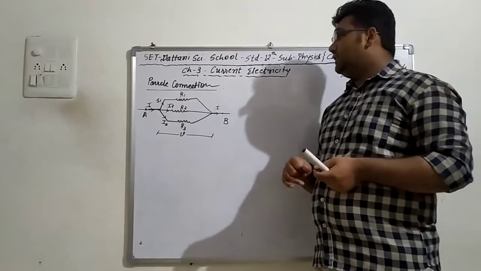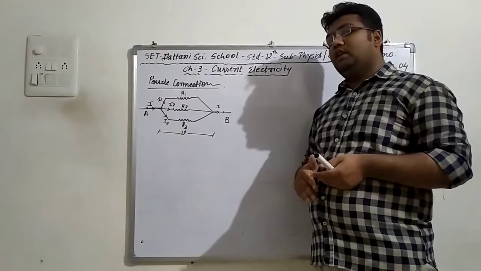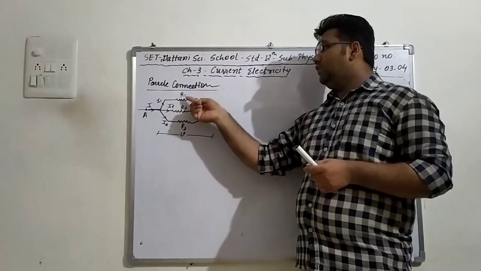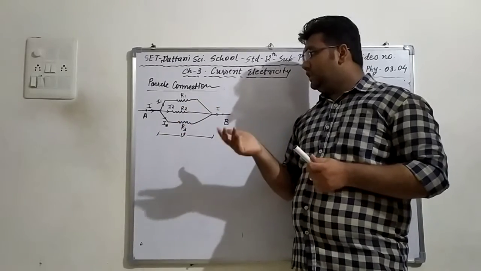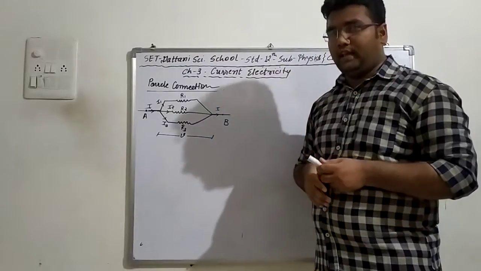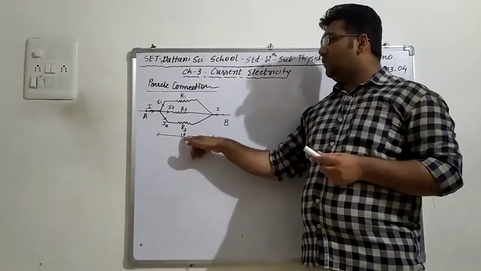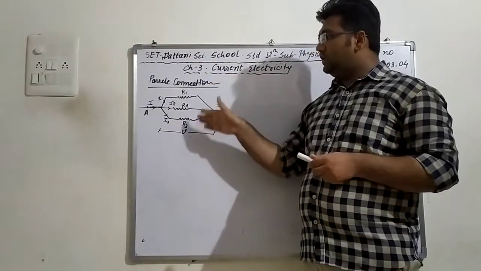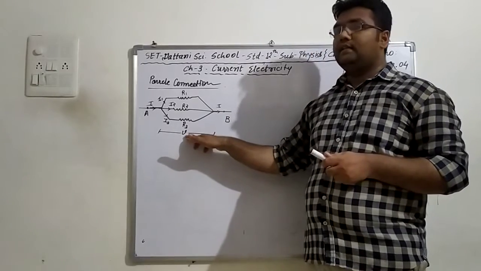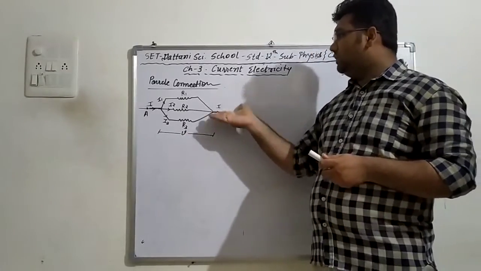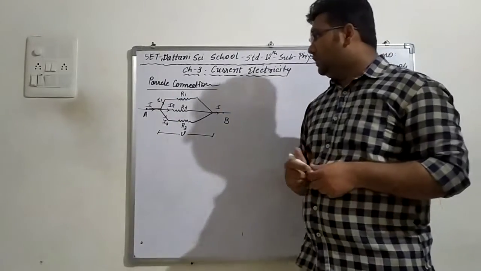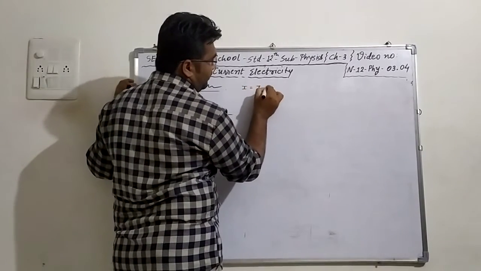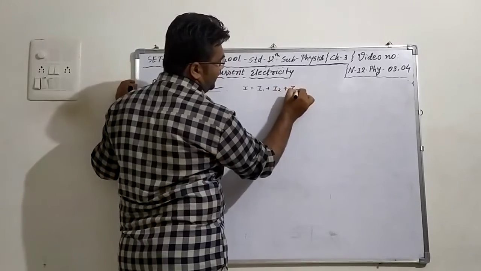In the series connection we have the same current through all the resistances, but here we have different currents for different resistors. In the series connection the currents were the same, but in the parallel connection the voltage will be the same for all the resistances. So for all the resistors the voltage drop is V. What is different for all the resistors? That is the current.